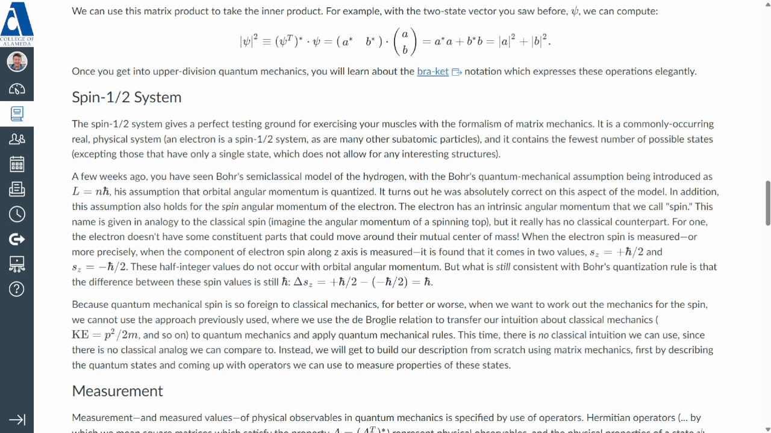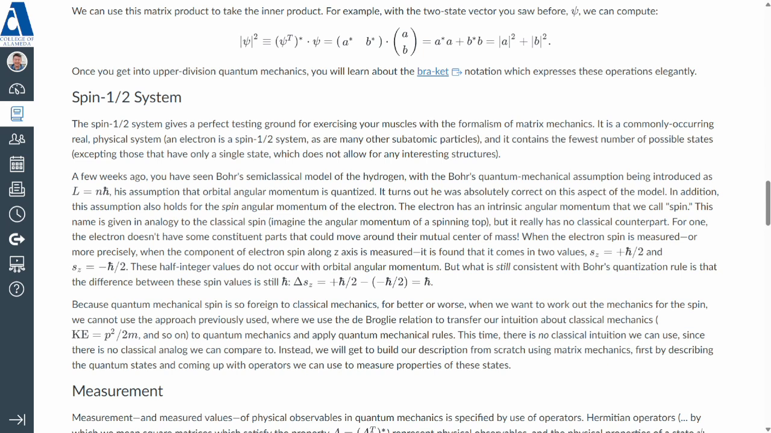When the electron spin is measured, or more precisely, when the component of electron spin along z-axis is measured, it is found that it comes in two values, S_z equal to plus h bar over 2, and S_z equal to minus h bar over 2. These half integer values do not occur with the orbital angular momentum, but what is still consistent with Bohr's quantization rule is that the difference between these spin values is still h bar. Delta S_z is equal to plus h bar over 2 minus minus h bar over 2, which is equal to h bar.